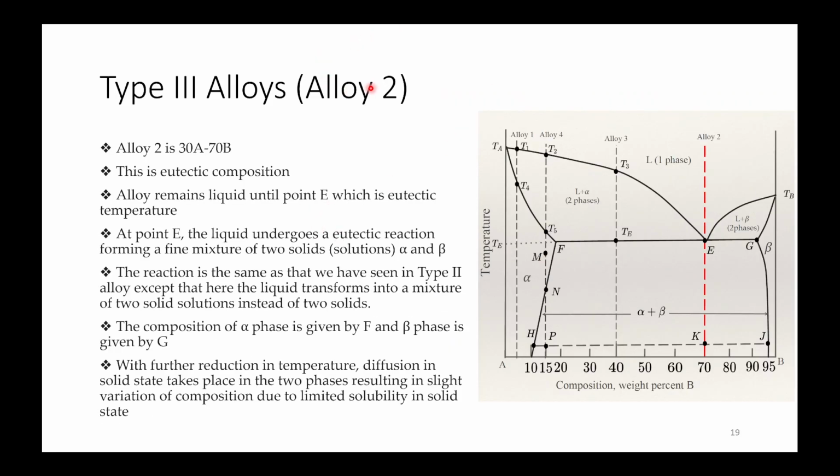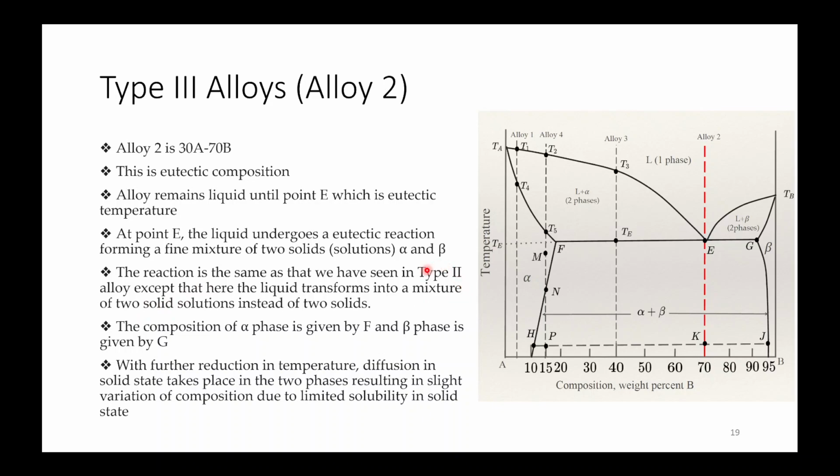Now in case of alloy 2, we are taking the eutectic composition. In this case, 70% B is there, and this is the eutectic composition. Your alloy will remain liquid until the eutectic point, and at point E, the liquid undergoes a eutectic reaction forming a fine mixture of two solids, alpha and beta. And the reaction is the same as what we have seen in type 2.